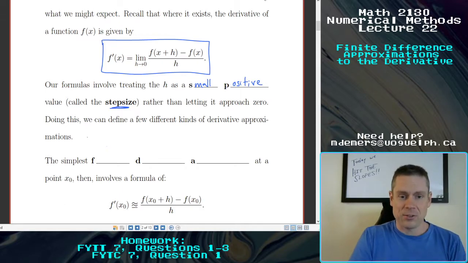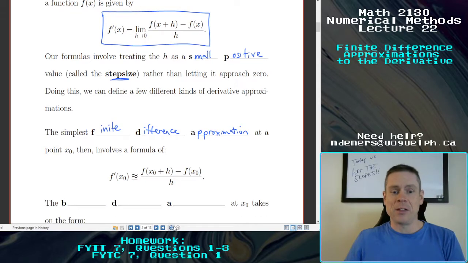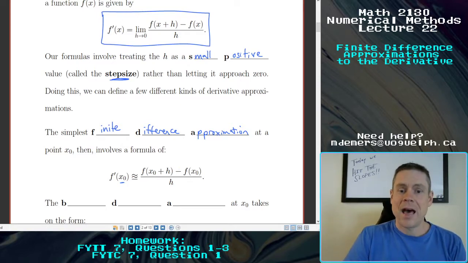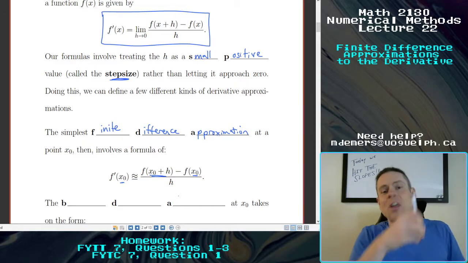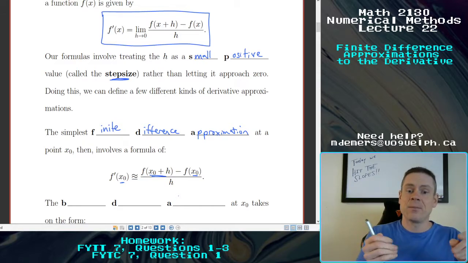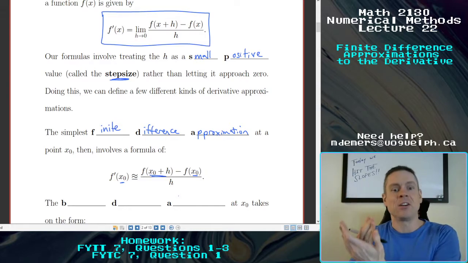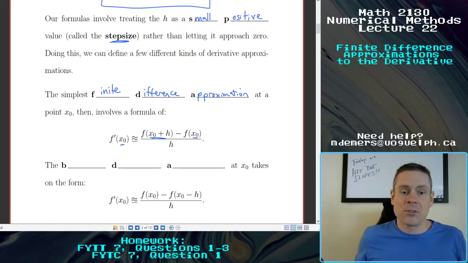So the very simplest finite difference approximation at a point x0 involves a formula that looks very much the same but doesn't have a limit. It's going to take the height of the function at x0, the height of the function at x0 plus a little step forward, and divide by that small step size. This is nothing more than a secant line connecting x0, f of x0, and x0 plus h, f of x0 plus h. And that should seem like it makes a lot of sense to start with as a formula.